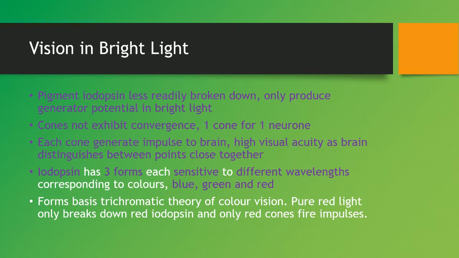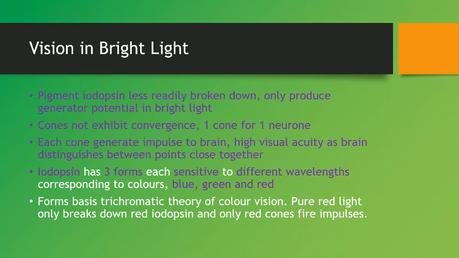So vision in bright light. Instead, you have cones, and these have a pigment called iodopsin, which is less readily broken down than rhodopsin, and these only produce a generator potential in bright light. Cones do not exhibit convergence, as there's one cone for one neuron, with each cone generating an impulse to the brain, which means there's high visual acuity as the brain distinguishes between points close together.